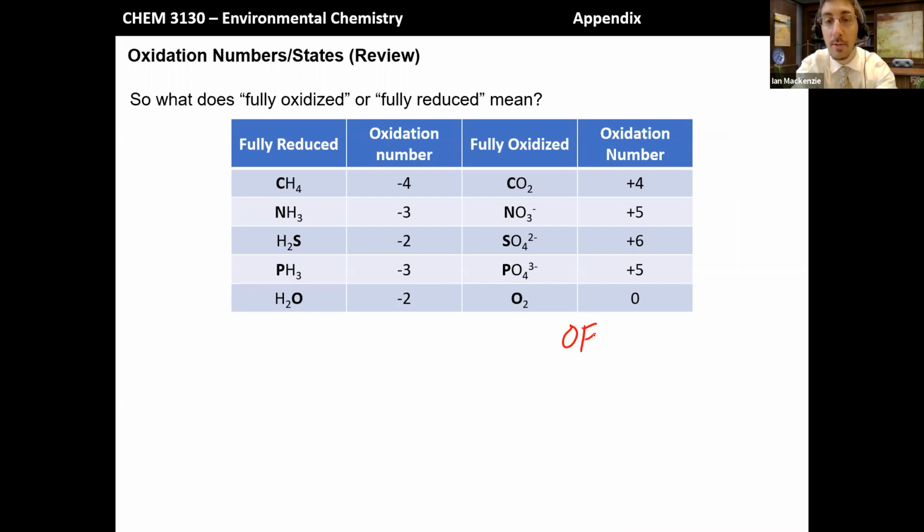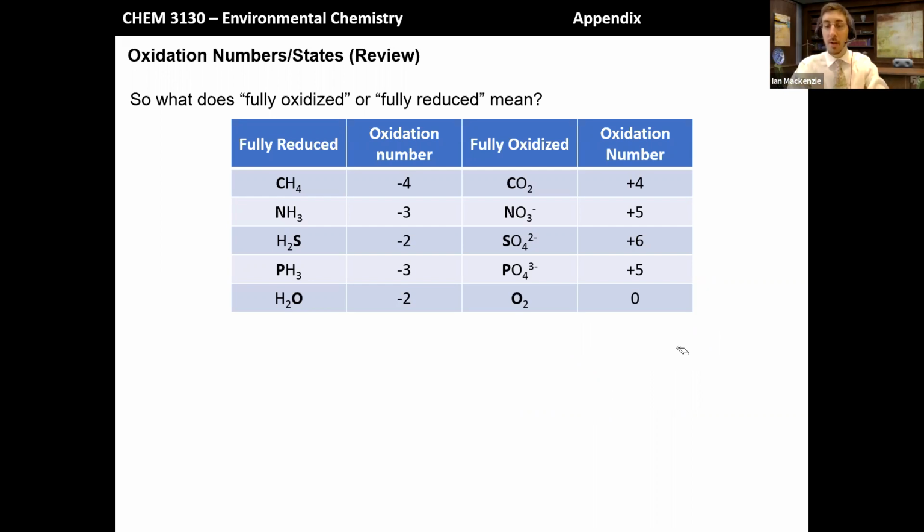So OF2, for example, because the rule about fluorine comes above the rule about oxygen, fluorine takes precedence, and fluorine is -1. There's 2 of them, so oxygen must be +2 in this compound. Those are really extraordinarily rare exceptions, really only involving fluorine, where oxygen would then have an oxidation number greater than 0. So in most cases, we will ignore that exception. So these are the fully reduced and fully oxidized forms of the elements.